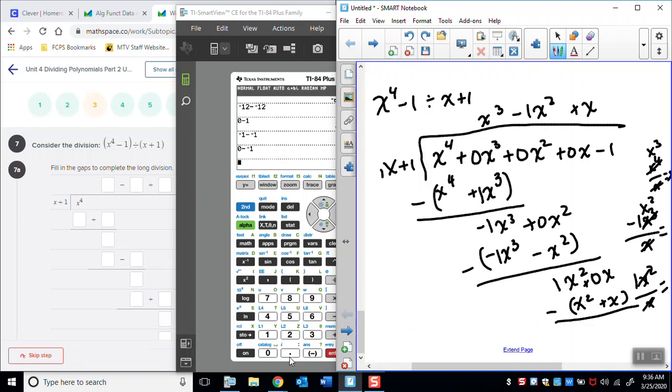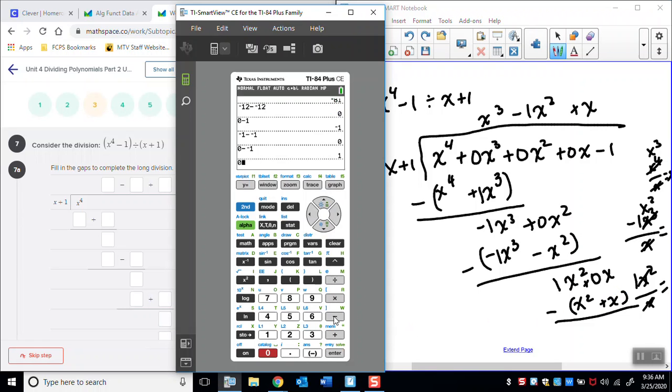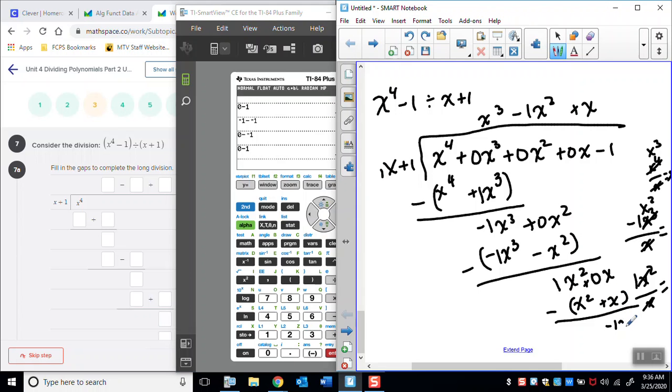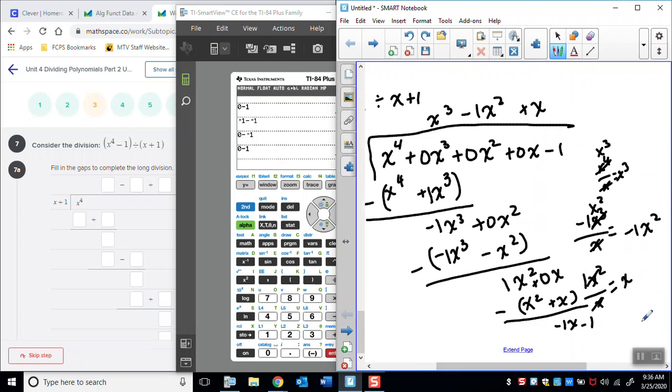So you have 0 minus 1. Why don't I know what 0 minus 1 is? 0 minus 1 is negative 1. Oh gosh. Negative 1x, and then bring down the negative 1. Okay? You're like, sure, miss, if that's what you say. Negative 1x divided by x is equal to negative 1. And that's what goes up here. And then it gets zeroed out from there.